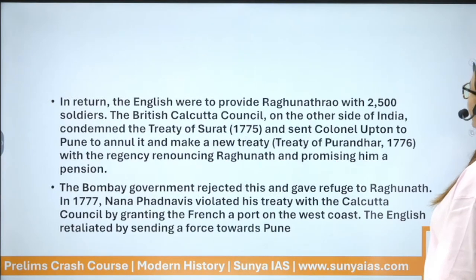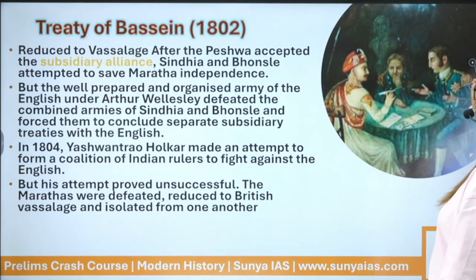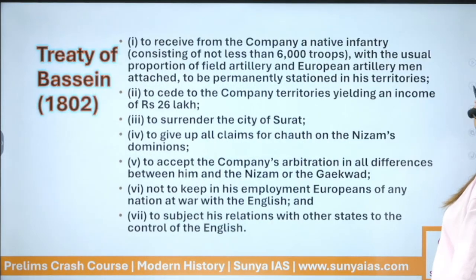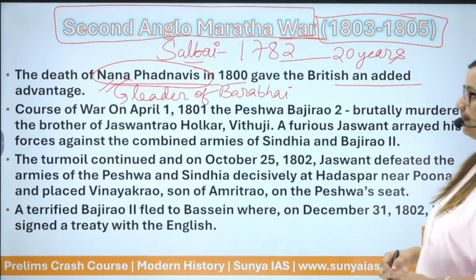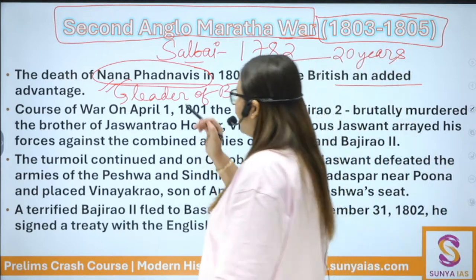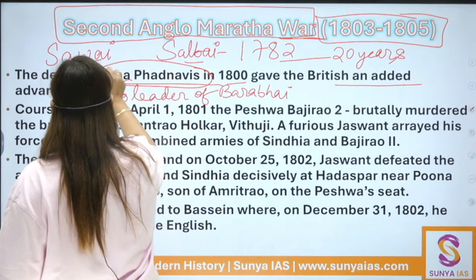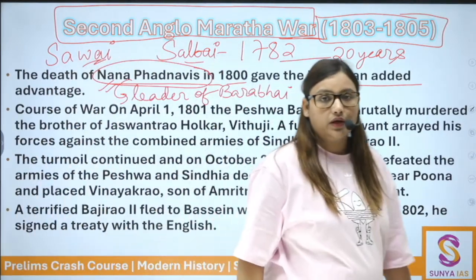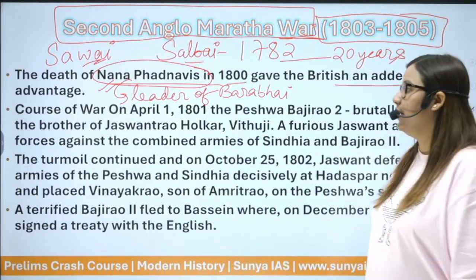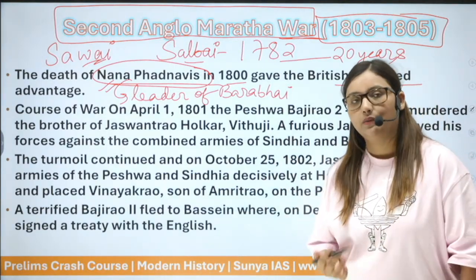Now the question is, why did the son of Raghunath Rao become the Peshwa? Why not Savai? Because by that time, if you remember, I told you that Savai Madhav Narayan Rao, the infant baby, committed suicide, and that's why by hereditary right, the son of Raghunath Rao became the next Peshwa.